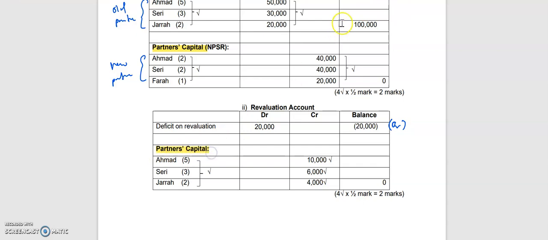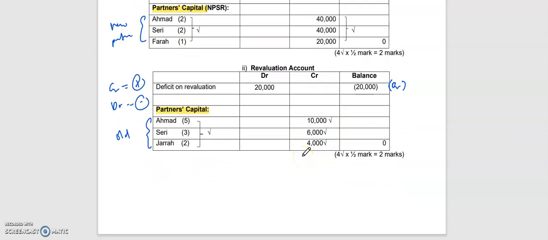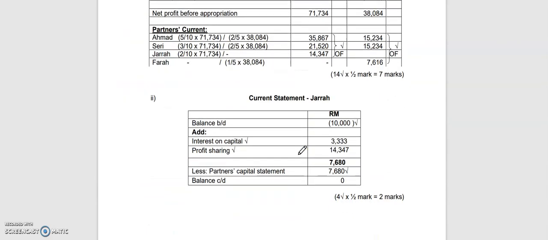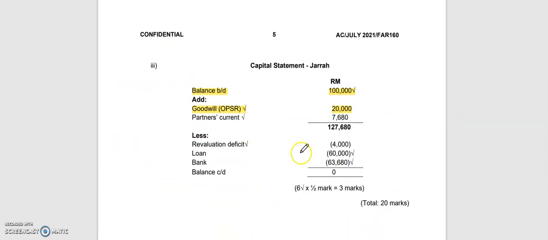Debit partner's capital meaning what? You still remember? If credit, you add, right? If debit, meaning you have to less. So in the partner's capital later on, you will less the portion of loss on revaluation for the old partner. Okay, so Jarrah, since we only concentrate on Jarrah, let us look at how to record the portion for Jarrah. So where does it appear?